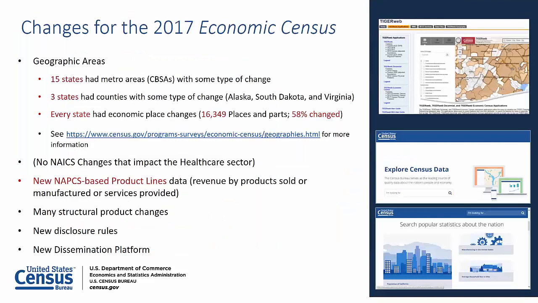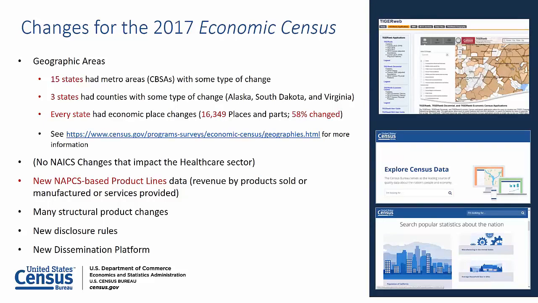So there are a couple of changes that you will be seeing in the data released as part of the 2017 Economic Census. And these changes, of course, impact the healthcare sector. There are, of course, geography changes that are constantly happening in the United States. Going from the 2012 Economic Census to the 2017 Economic Census, 15 states had metropolitan areas that had some type of change, and 3 states had counties with some type of change. These include Alaska, South Dakota, and Virginia.